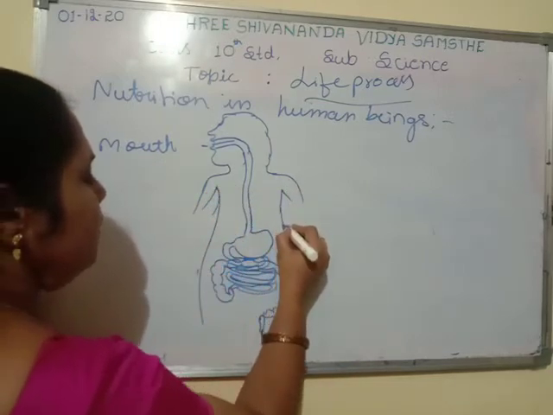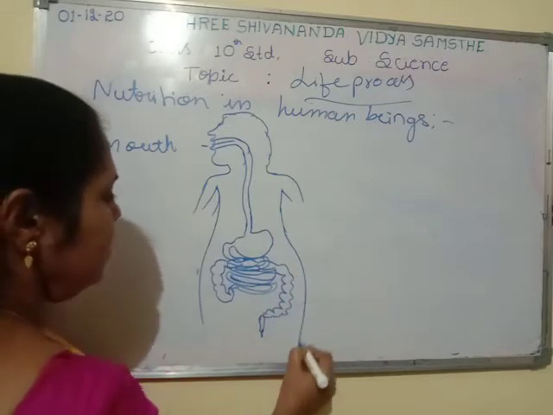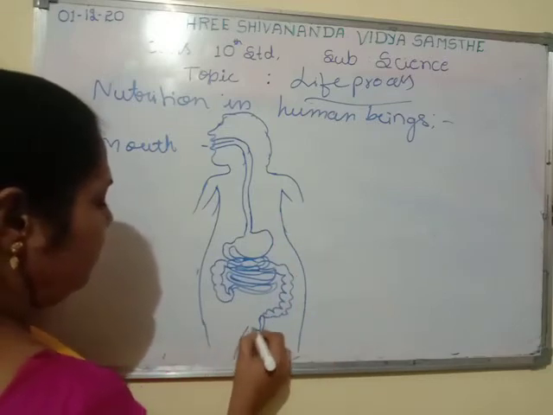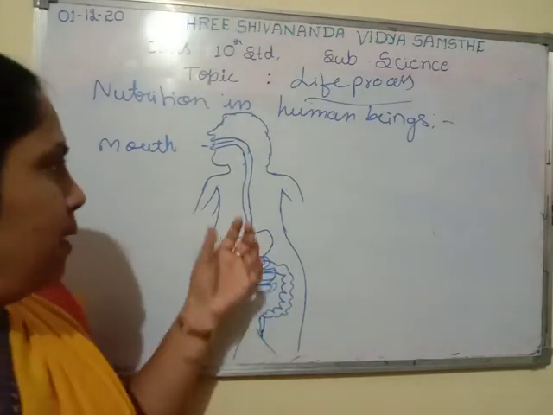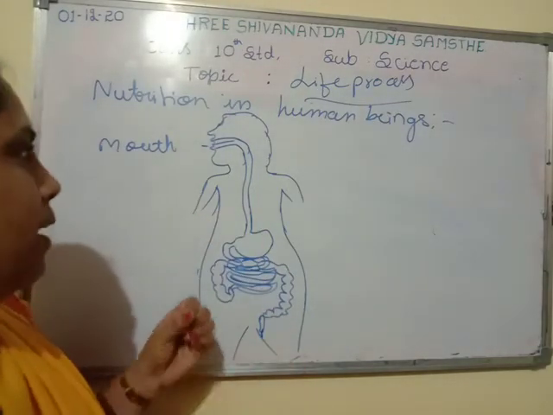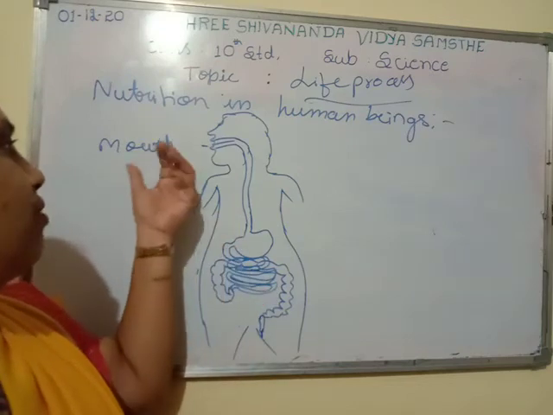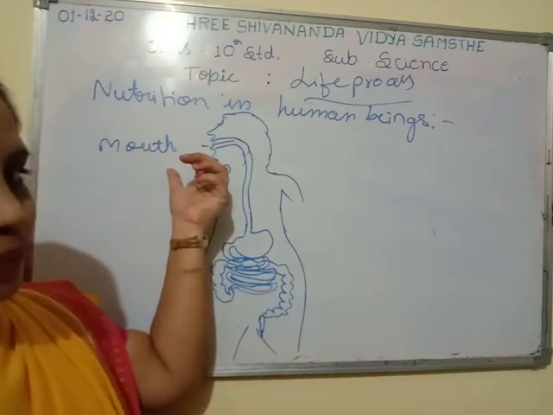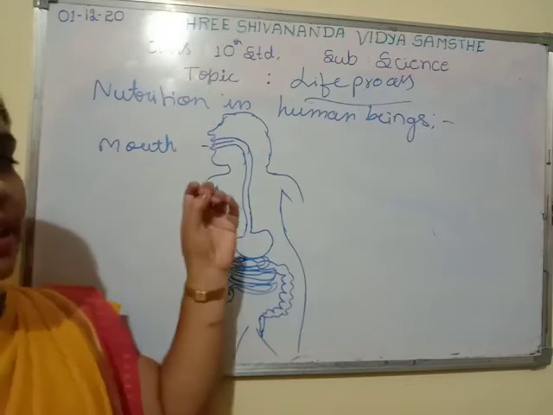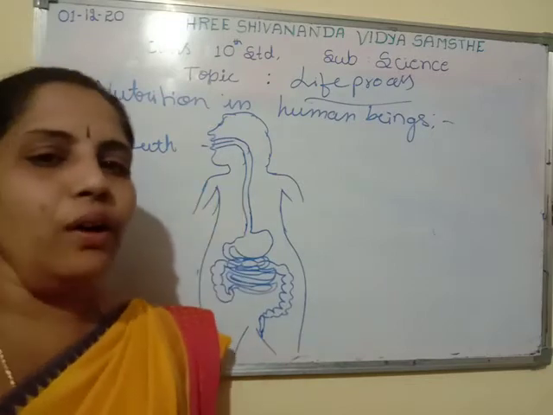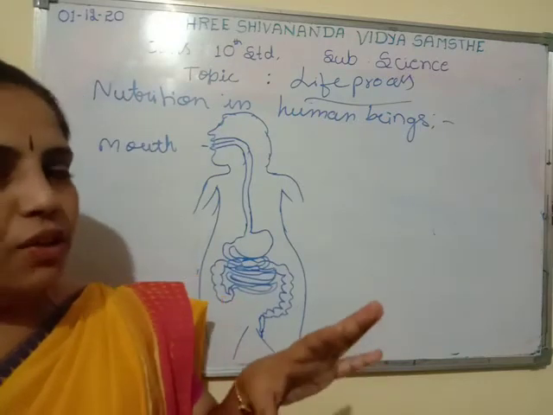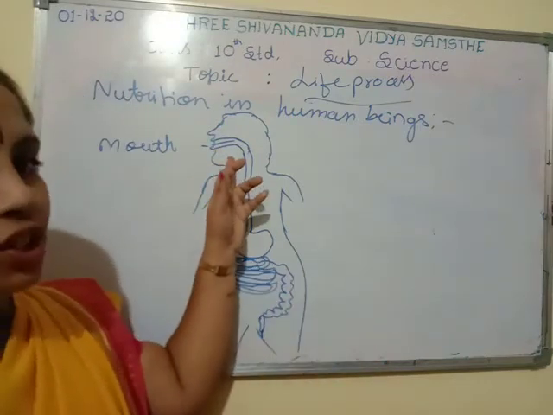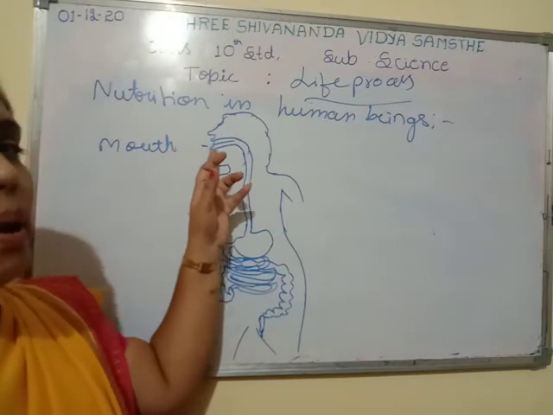Okay, the simple digestive system I am writing here. So, the digestive system in human beings. Basically it will start from the mouth. So the mouth is the first. The mouth is a very important organ; it is very useful to talk, and also very useful for the first digestion, which takes place in our mouth.